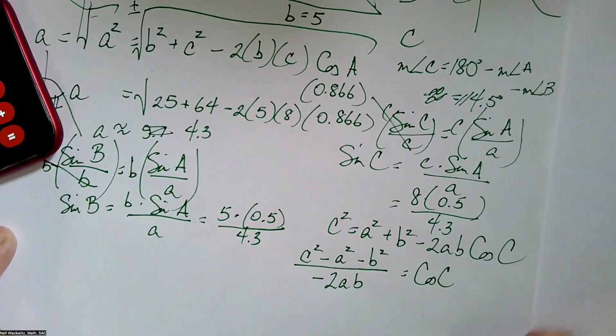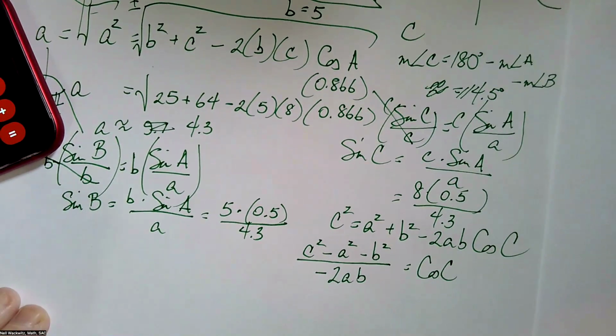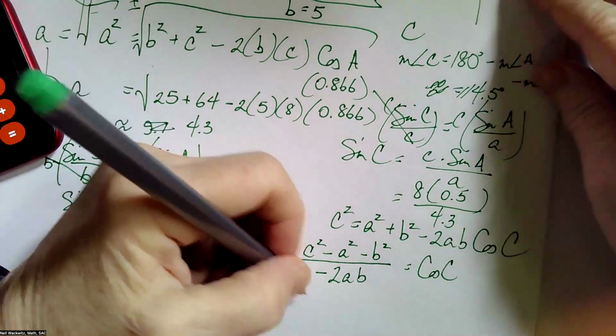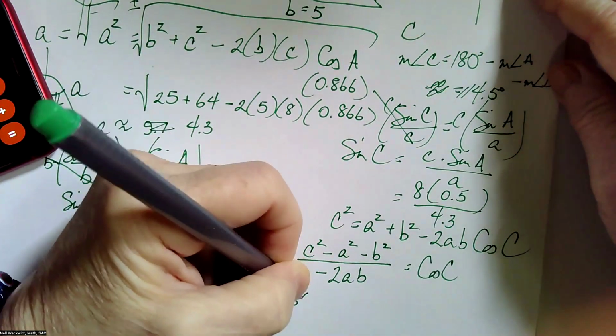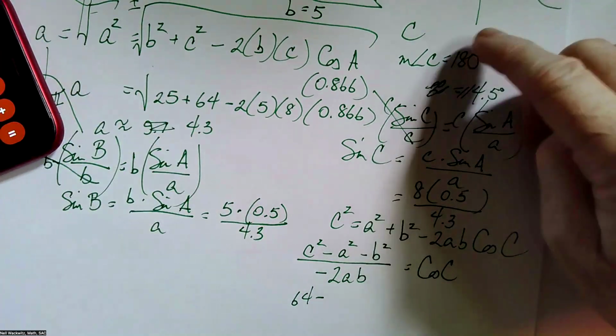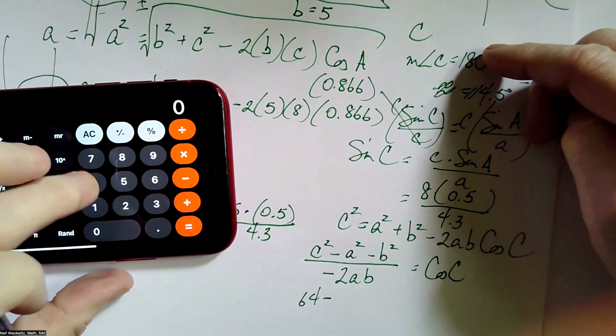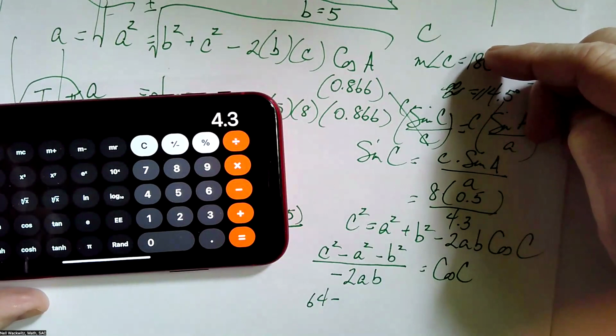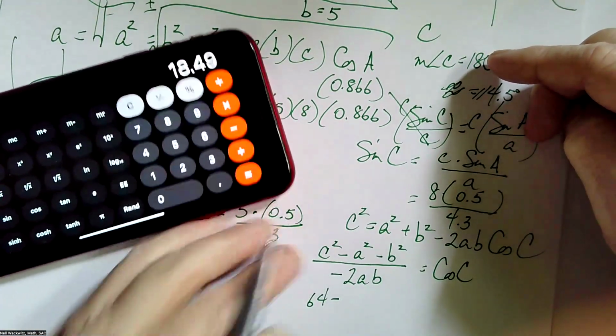Does anyone want me to do the algebra more slowly on that? Okay. So now we just plug in numbers. C is 8. A is 4.3. Let's just square that. Go ahead. 4.3 squared. 18.49.